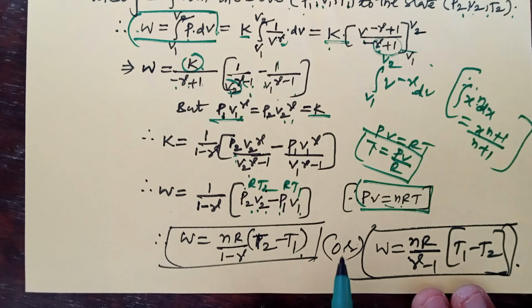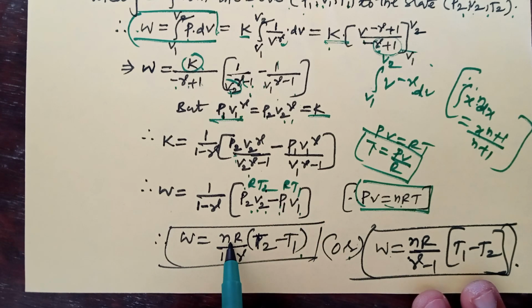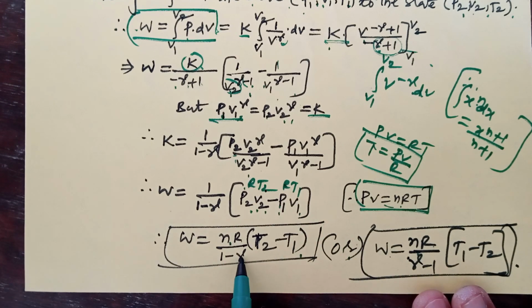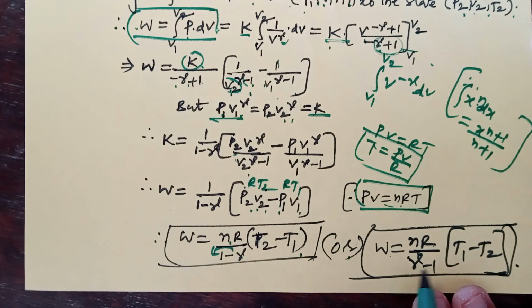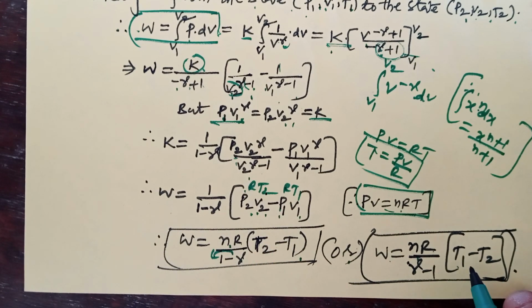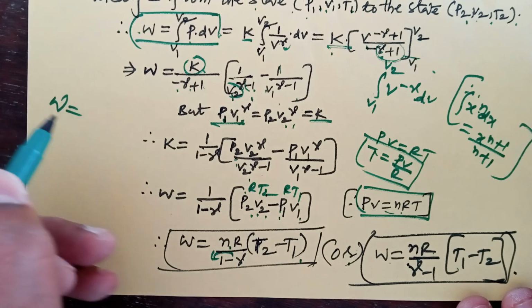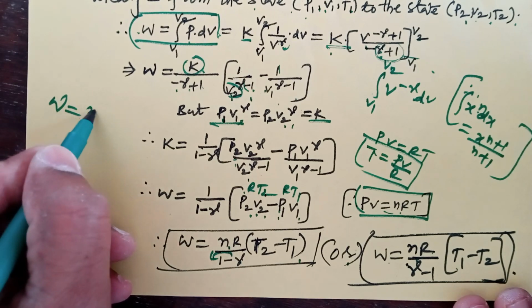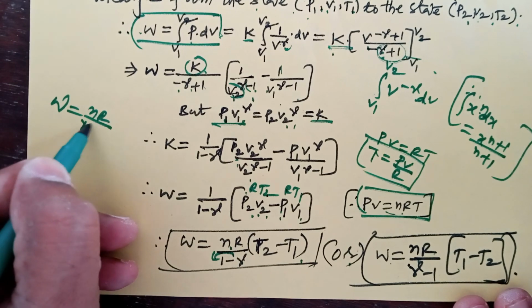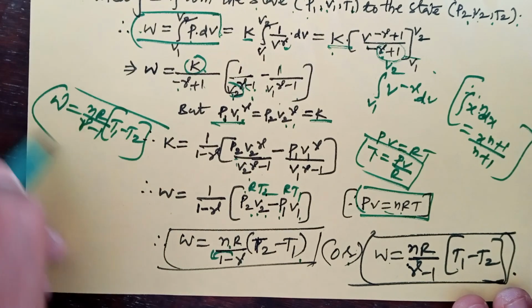For the work done in an adiabatic process for n moles of an ideal gas, the term goes to the other side as gamma minus 1. Taking the minus sign common, we get the temperature difference T1 minus T2. So the work done in an adiabatic process is W = nR / (gamma minus 1) times (T1 minus T2). So thank you.